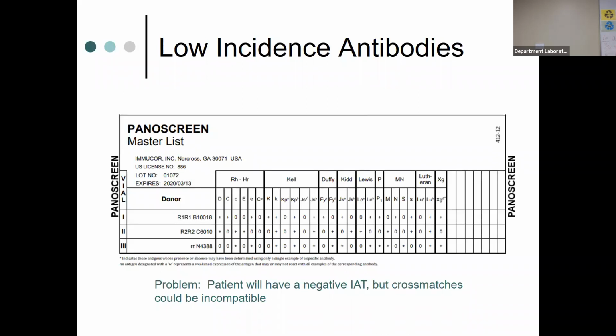Okay, you're going to have a negative IAT, blood bank's going to think everything's happy-go-lucky, this patient can be transfused, and then, oh, wait a minute, why is my cross-match incompatible, right? Most oftentimes, it's because your patient has an antibody to one of these low-frequency antigens, right? So as we start looking at and interpreting cross-match results, keep that in mind. You will have several cases involving that, right? Why is your IAT negative, but your cross-match incompatible, right? That's one reason.